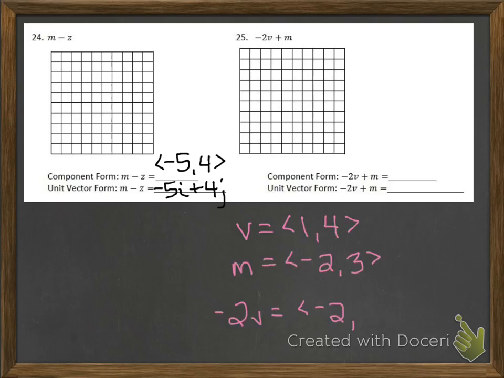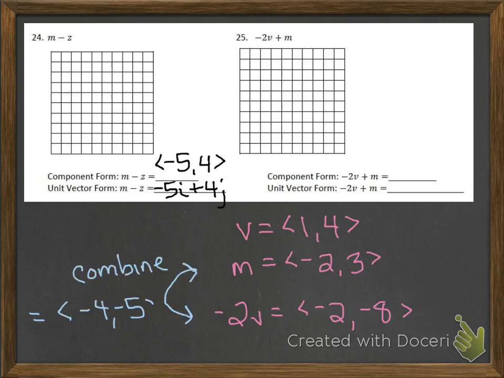Finally, for the last combination, we need to take the opposite of v and double it, and then combine it with the vector m. And so when we combine those two pieces of information, that gives us -4 and -5.